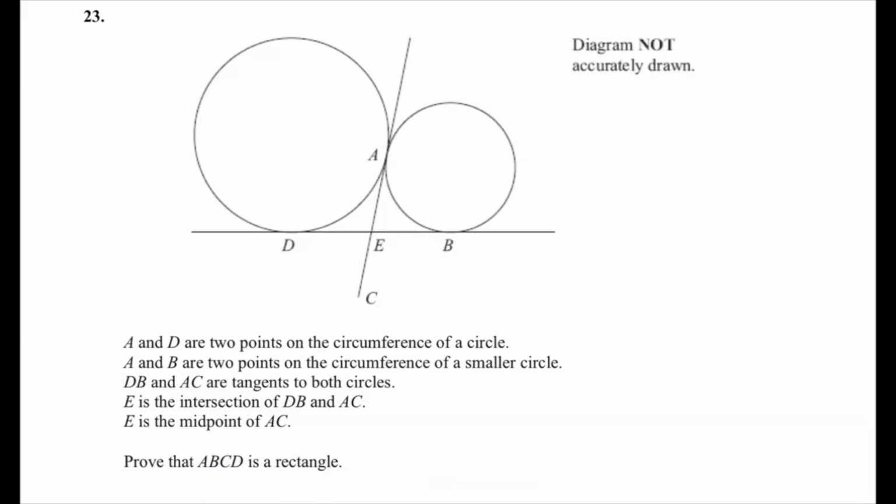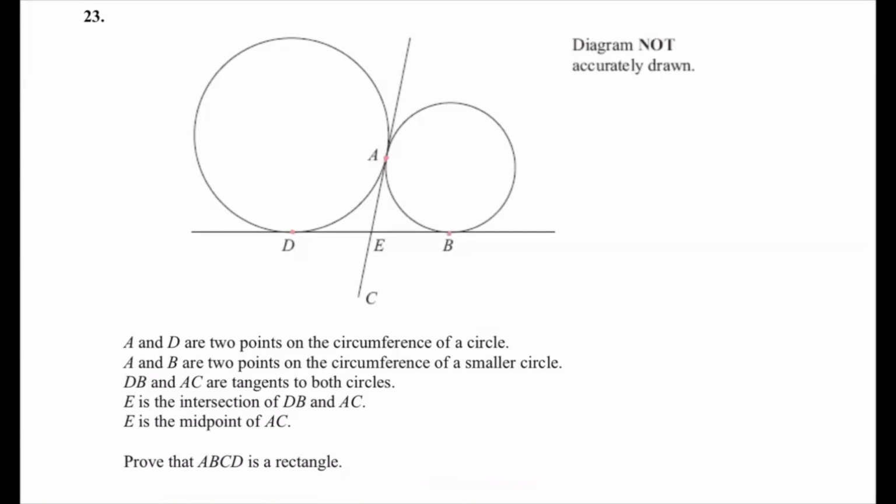Okay, last question. So we've been given a lot of information and we're being asked to prove that ABCD is a rectangle. Now, the first thing that I would do is I would check in line by line, and if I can add anything they're telling me to my diagram, I will. So it says A and D are 2 points on the circumference of a circle. So A and D are 2 points on that larger circle, and then A and B are 2 points on the smaller. So I'm going to mark those points.